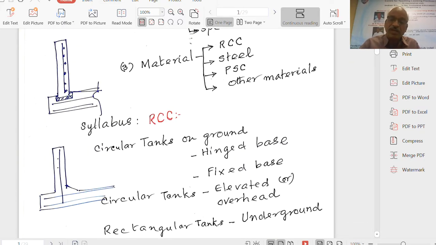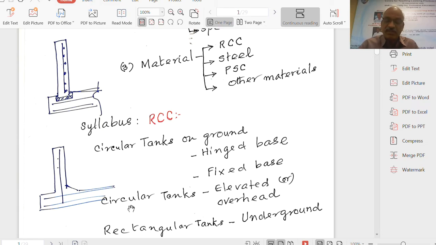Now, depending upon the material, water tanks can be RCC water tanks, steel water tanks, pre-stressed concrete water tanks, and also now we have got many other materials. Now what we are going to discuss is RCC water tanks. Specifically we are going to discuss circular tanks resting on ground, in which we have tanks with a hinged base and tanks with a fixed base.